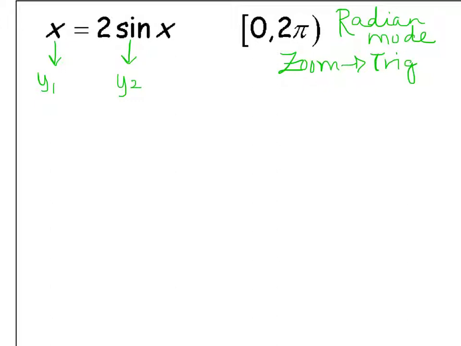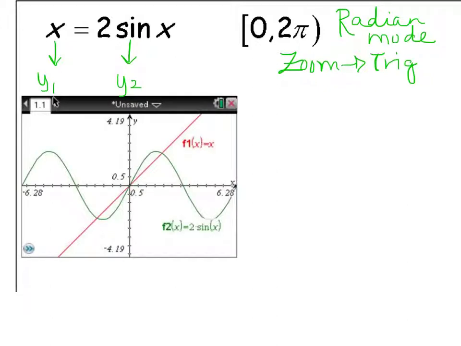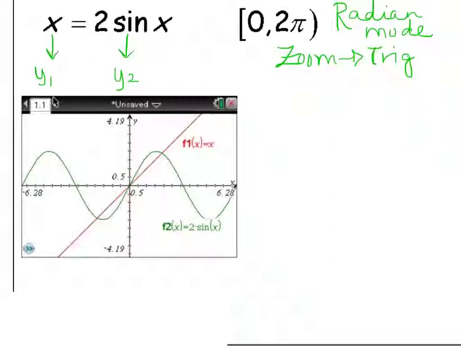Now I've done this on the TI Inspire, and so what you see as far as the pictures are going to be slightly different from what you would expect otherwise. So this is what it looks like when we graph. The red line is the graph of y equals x, and the green line is the graph of y equals 2 times the sine of x. And so when we want to know where these two functions are equal to each other, what we're really looking at are their intersection points.